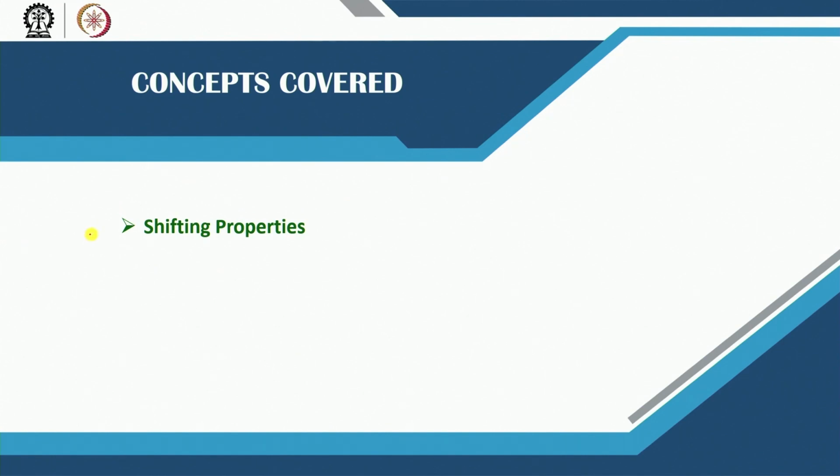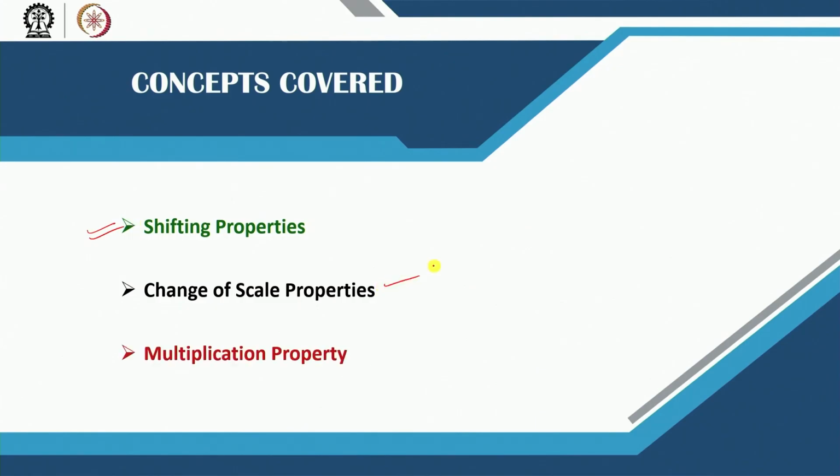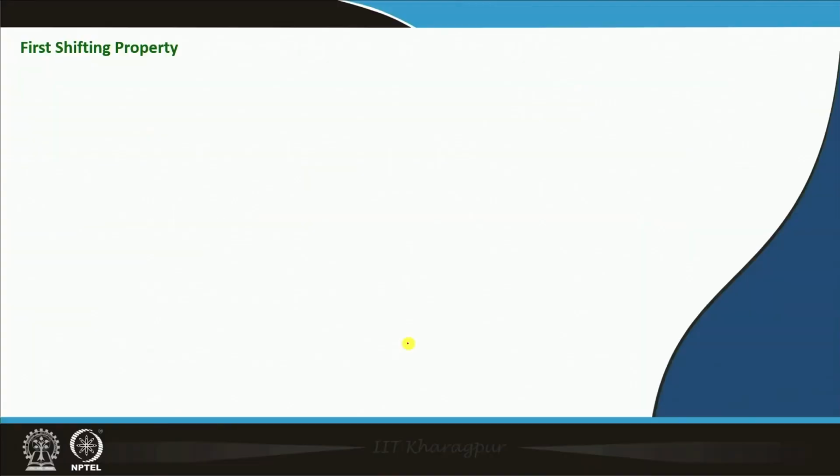In this lecture we will be discussing the shifting properties, and then we have the change of scale properties and multiplication properties. So, these three properties will be discussed in this lecture.